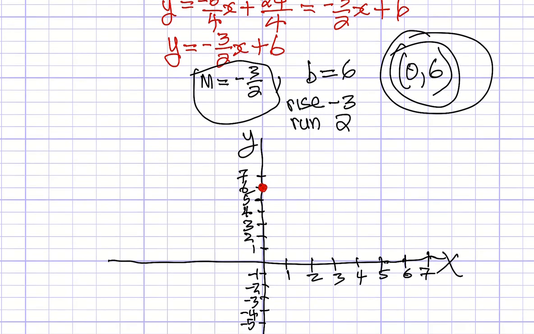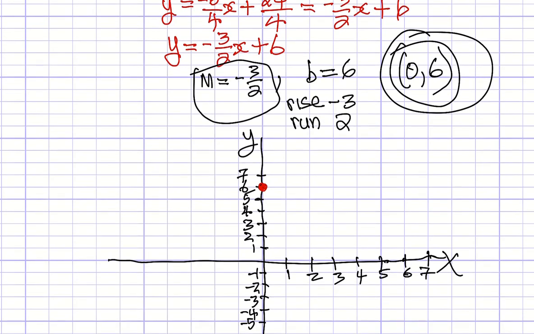And then from there we say rise is negative 3, so we'll count down 1, 2, 3, so we'll end up here. Then run is 2, so we go positive, 1, 2, so we'll have this point here and that point here. That's all we need to draw the graph. We put our ruler there, and we can produce a graph like that. It's a negative slope, so you can see that.